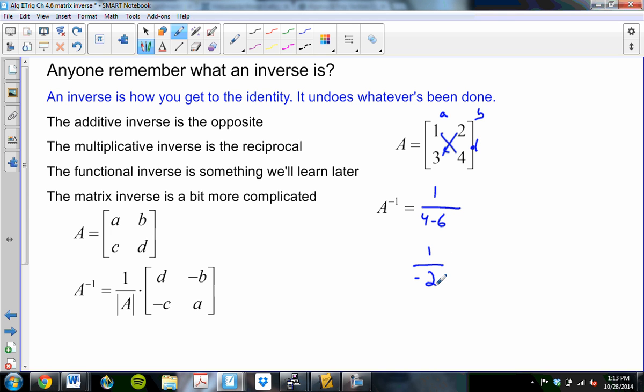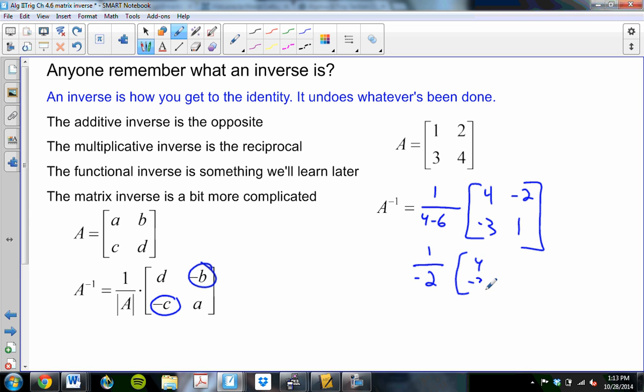But then I take these numbers right in here, and their order switches based on this little formula down here. So D and A switch spots. So this becomes 4 and 1. And C and B switch their signs. So this becomes a negative 2 and a negative 3. So I'm really doing negative 1/2 times 4, negative 3, negative 2, 1.